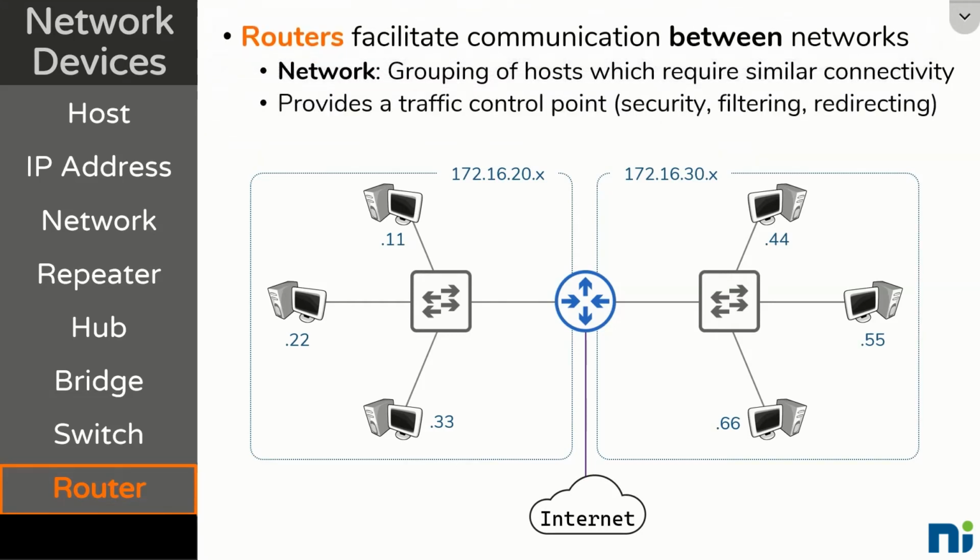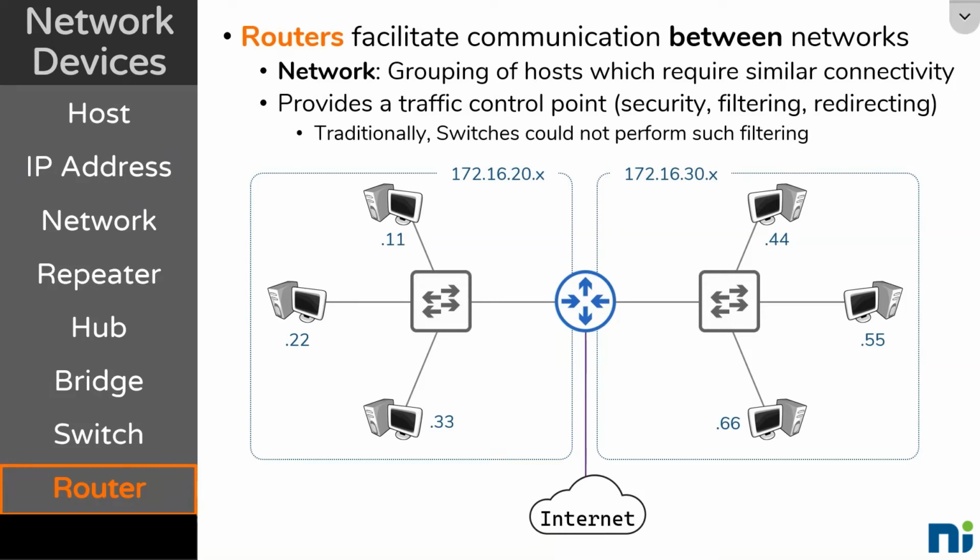Routers provide traffic control points between networks. Let's say we wanted to limit the traffic that could go from this PC to this PC. Well, since these two PCs aren't on the same network, all that traffic has to flow through the router, creating a great place to add security policies or traffic filtering, or even redirecting that traffic elsewhere entirely. Since routers sit on the boundary between networks, they provide a logical location to apply security policies. This type of security filtering isn't traditionally available on switches.